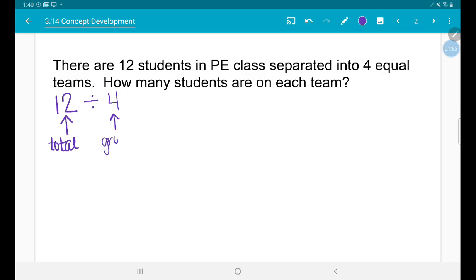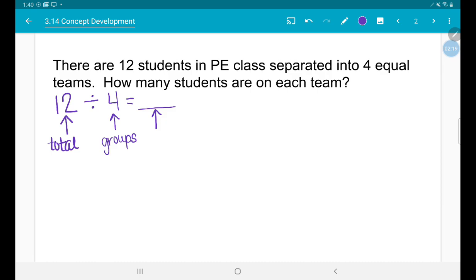Can it just be any size group, or is there something special about the groups? There's something special. They have to be all equal. You're exactly right. And so my unknown is how many students are on each team, or in each group. That's going to be the size of my group.